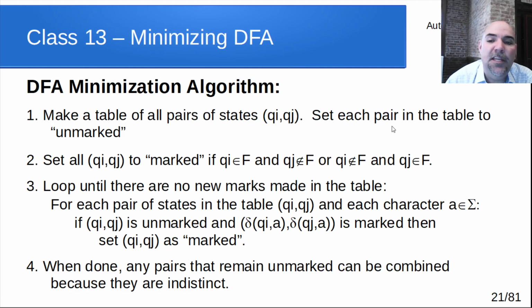Now we're going to set each of the positions in that table to unmarked. So think about this as like a round robin table of every state versus every other state. And they haven't played a game yet. So they're unmarked initially.